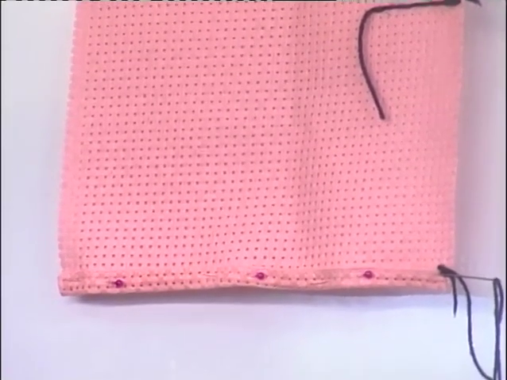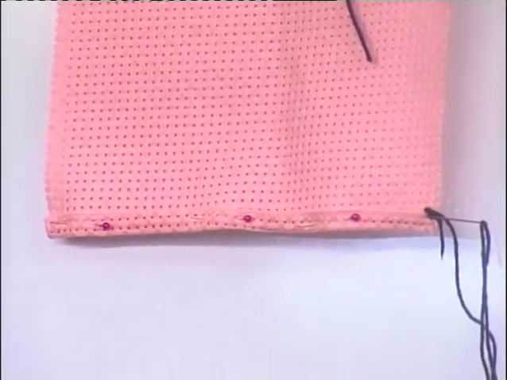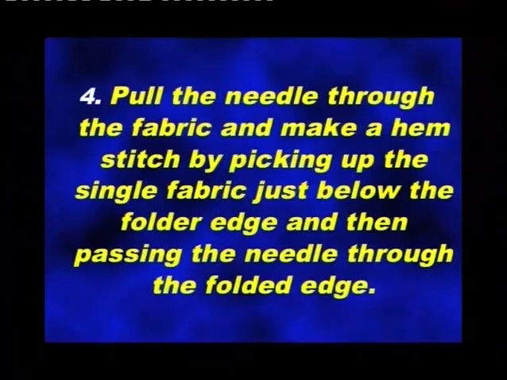Let's read together the fourth step. Pull the needle through the fabric and make a hem stitch by picking up the single fabric just below the folded edge and then passing the needle through the folded edge. Okay, that's quite a long step to take. Now I'll just go through it slowly.